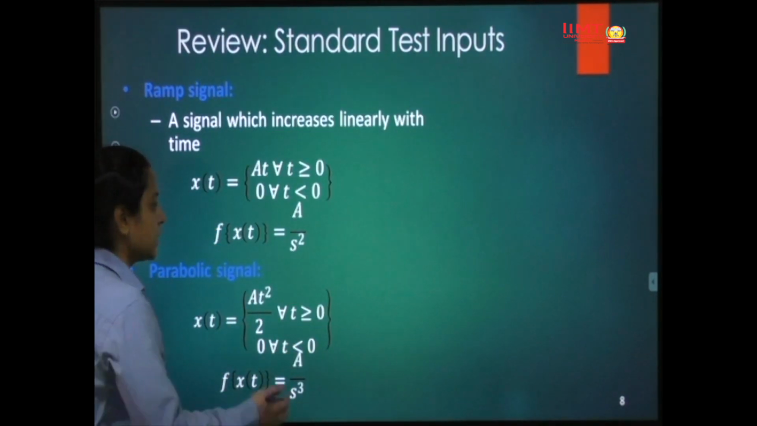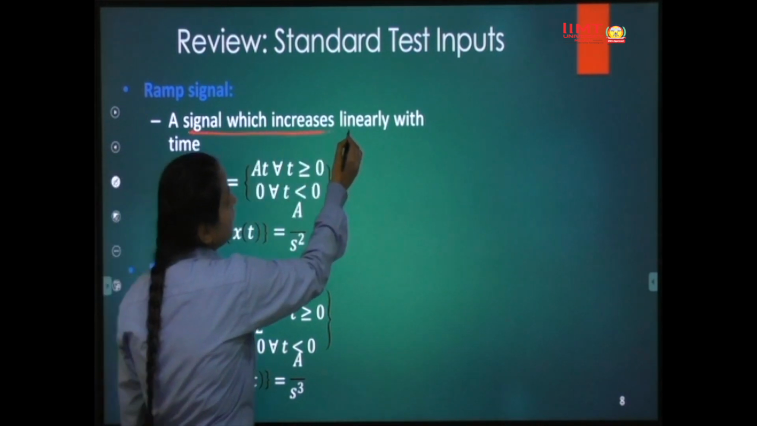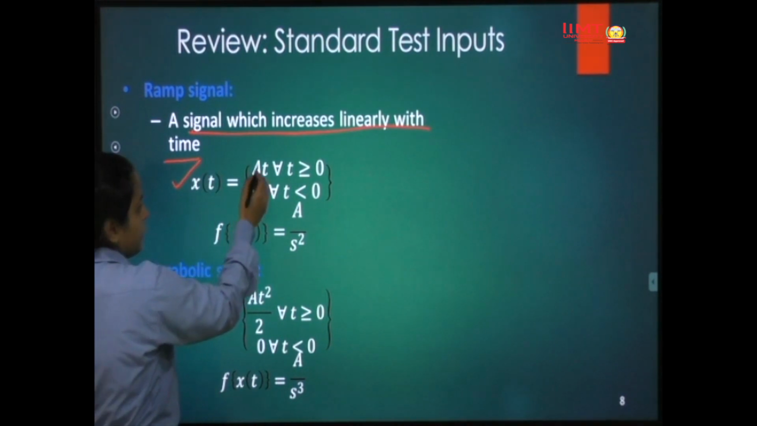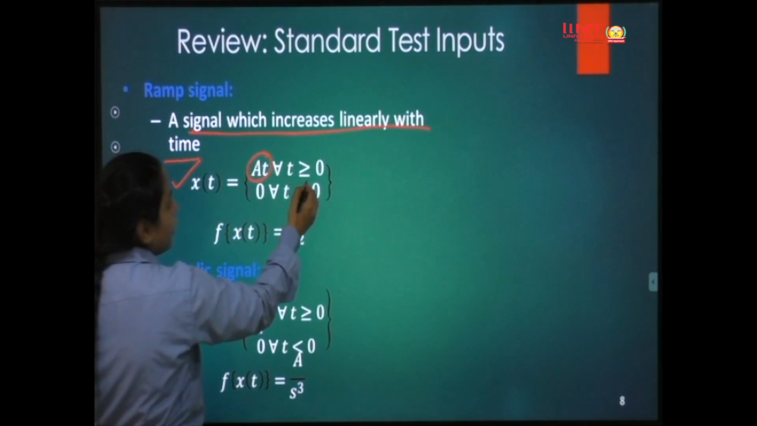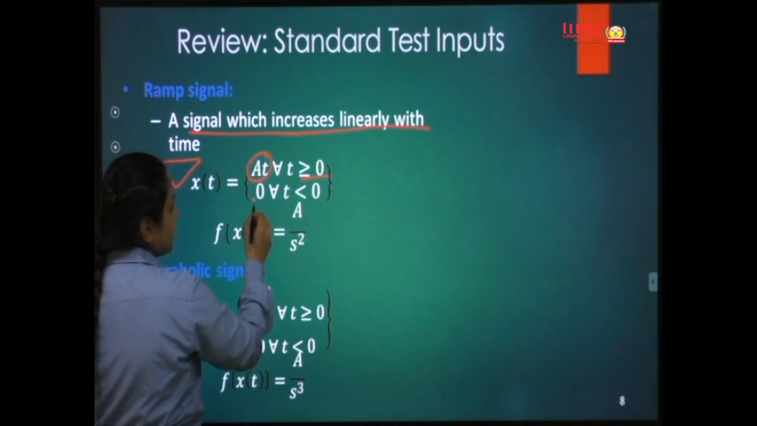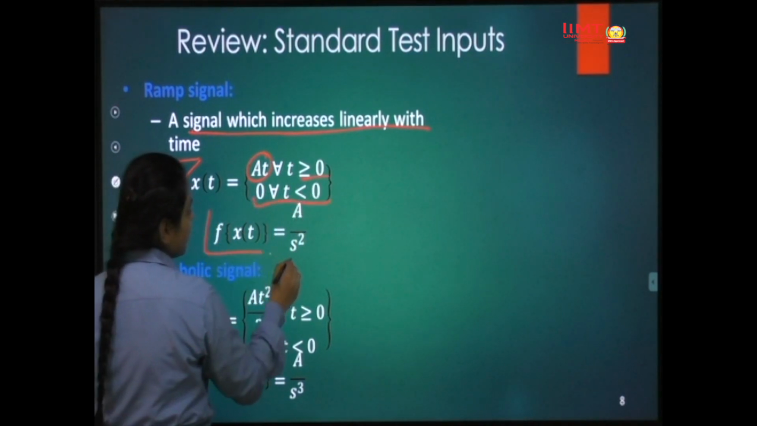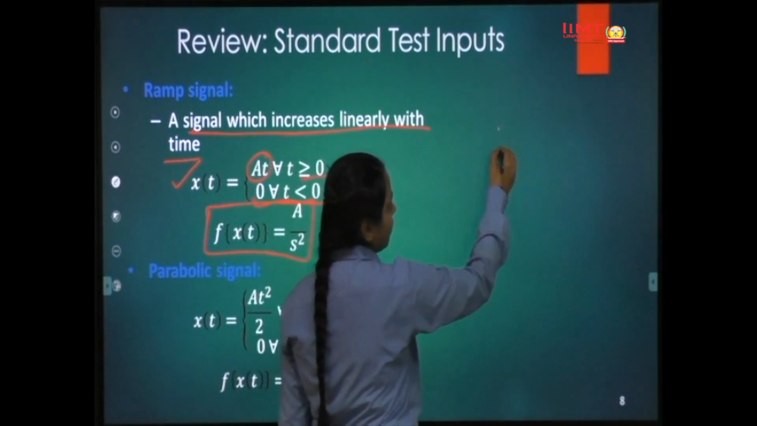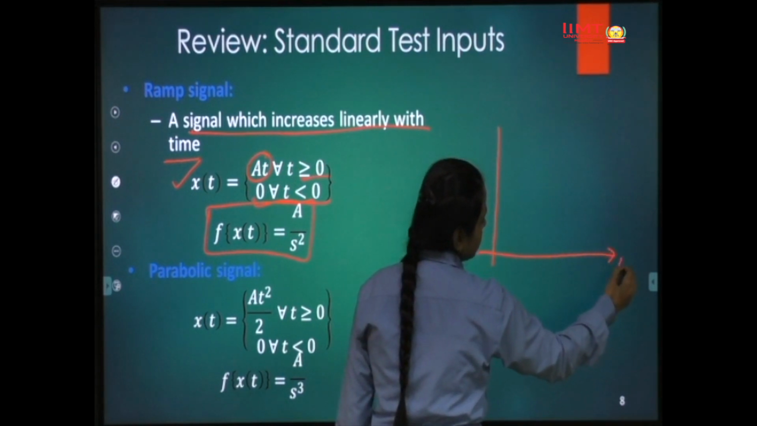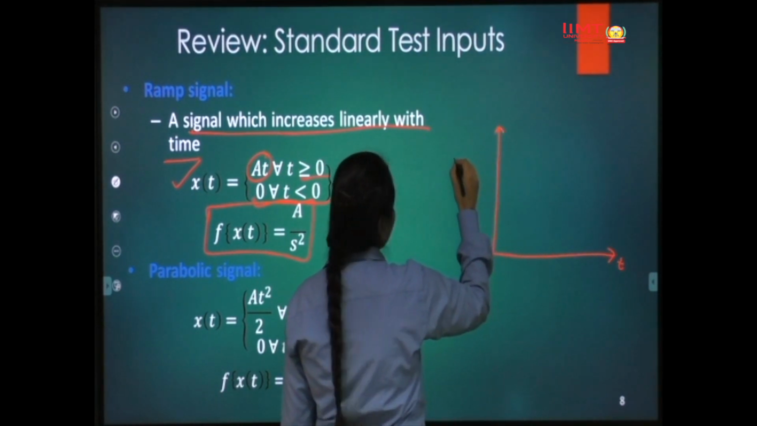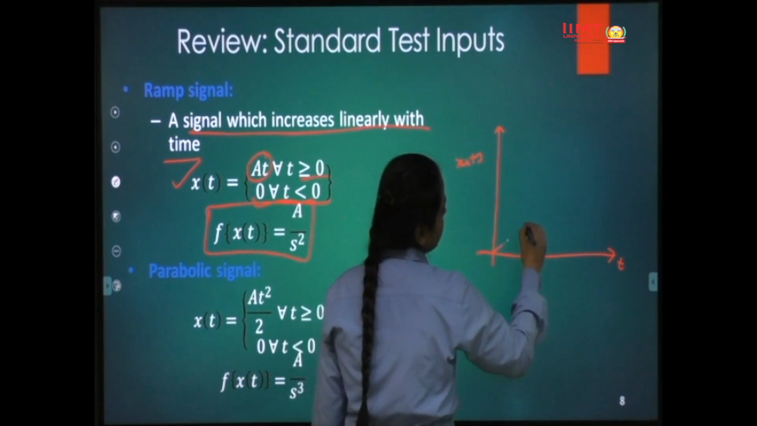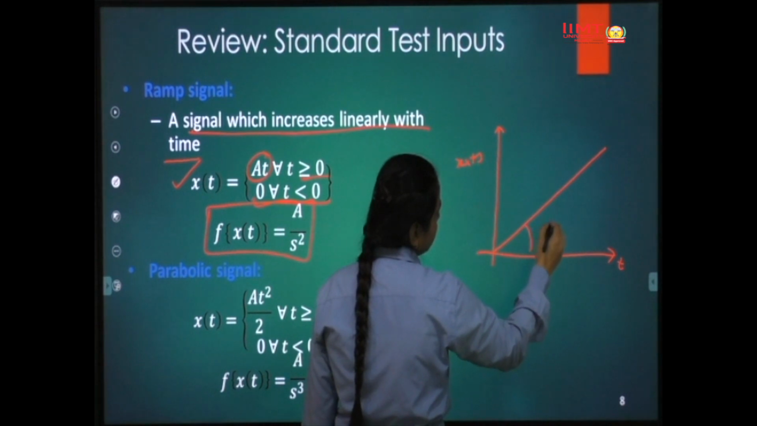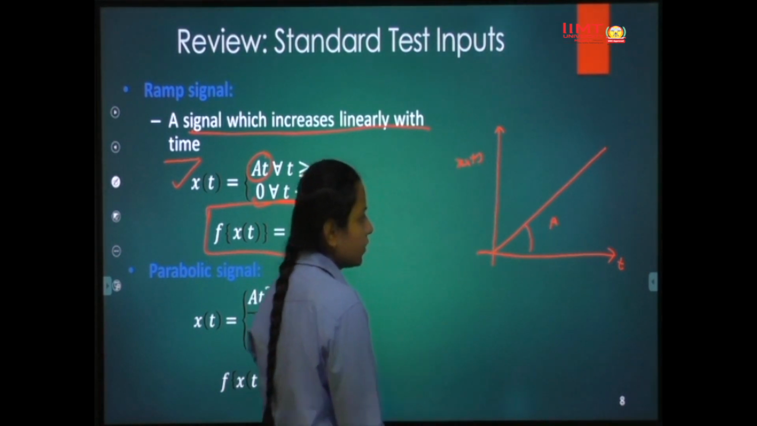Third standard input signal is the ramp signal. It is a signal which increases linearly with time, where x(t) is equal to a t for all t greater than 0 and 0 for all t less than 0. The Laplace transform of this signal is a by s square, and graphically it is a straight line with slope a.